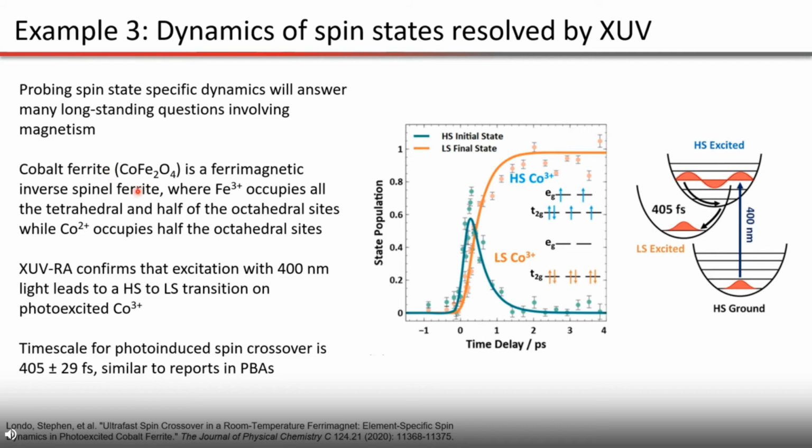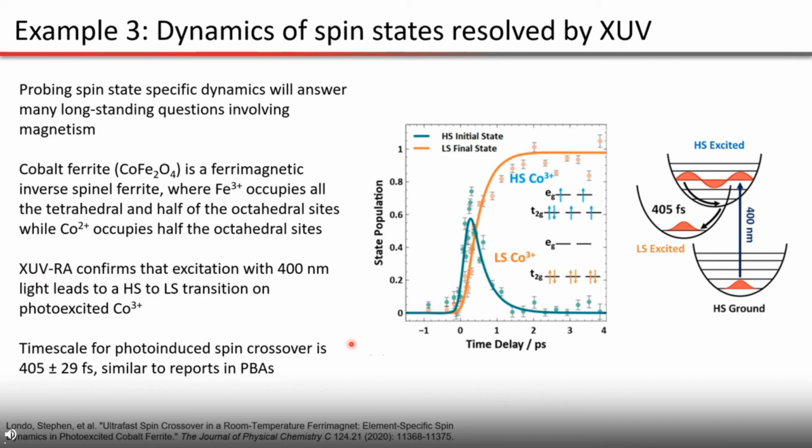Okay, and then the final example that I want to highlight is dynamics of spin states resolved by XUV spectroscopy. Here we studied some kind of complicated cobalt iron oxide. We have two different metal centers, and this cobalt ferrite is a ferrimagnetic inverse spinel ferrite. The iron 3+ centers occupy all of the tetrahedral and half of the octahedral sites, and then cobalt 2+ occupies half of the octahedral sites.